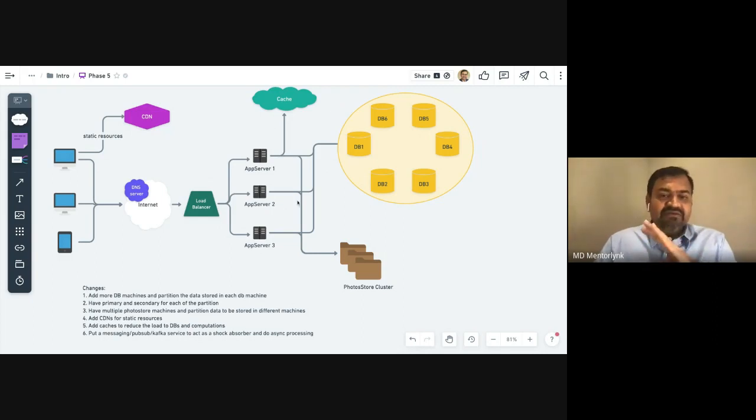So this is a basic system which we have built from scratch, from nothing to a little high scale. And there are many more nuances which you need to think about, but this is a basic walkthrough of a system which we have built from scratch. Cool.